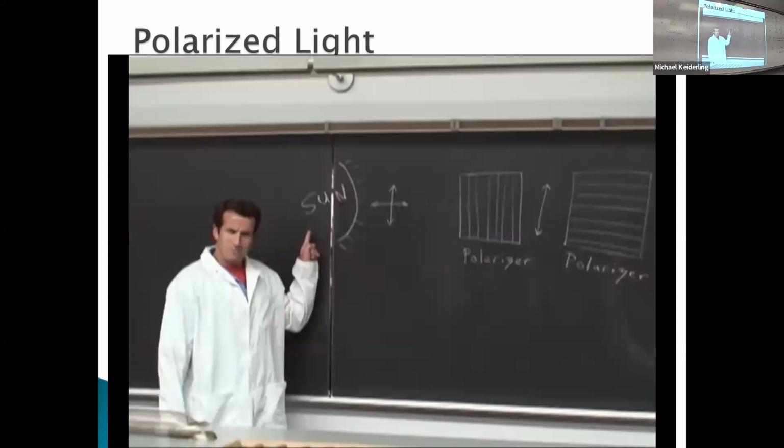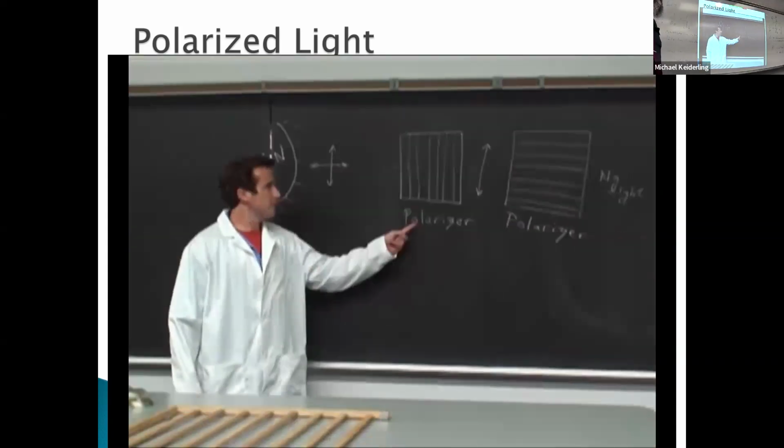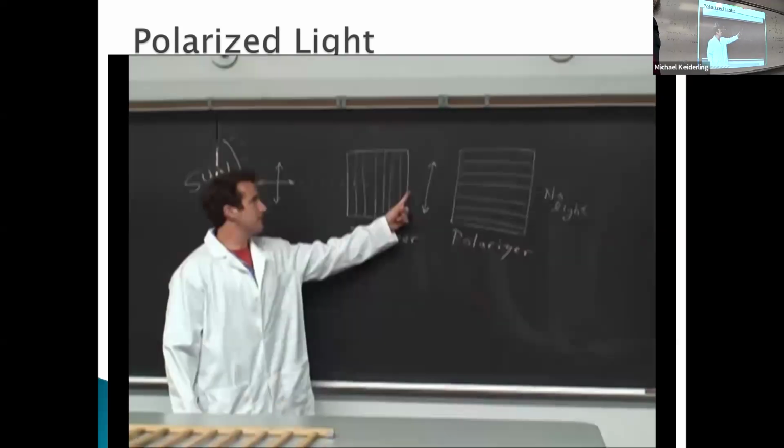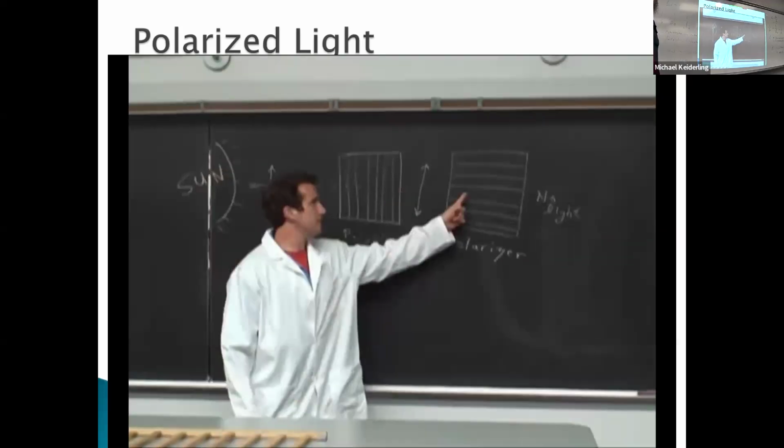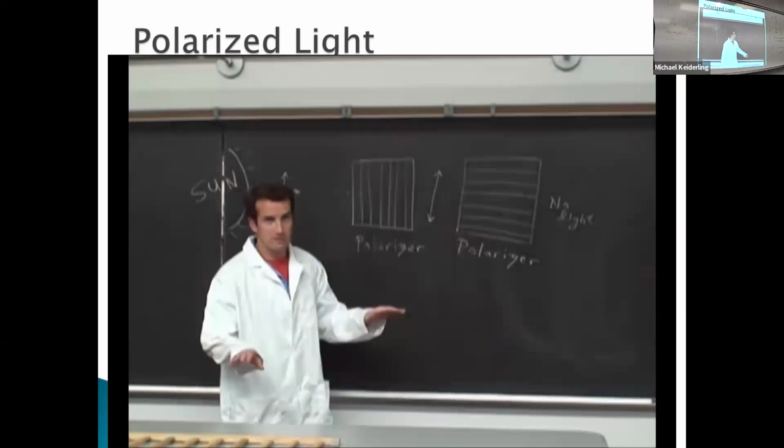Unpolarized light, for example, from the sun, travels to a polarizer, which polarizes it up and down. The light continues and hits another polarizer, but this polarizer is side to side. That cancels all the light. No light gets through.